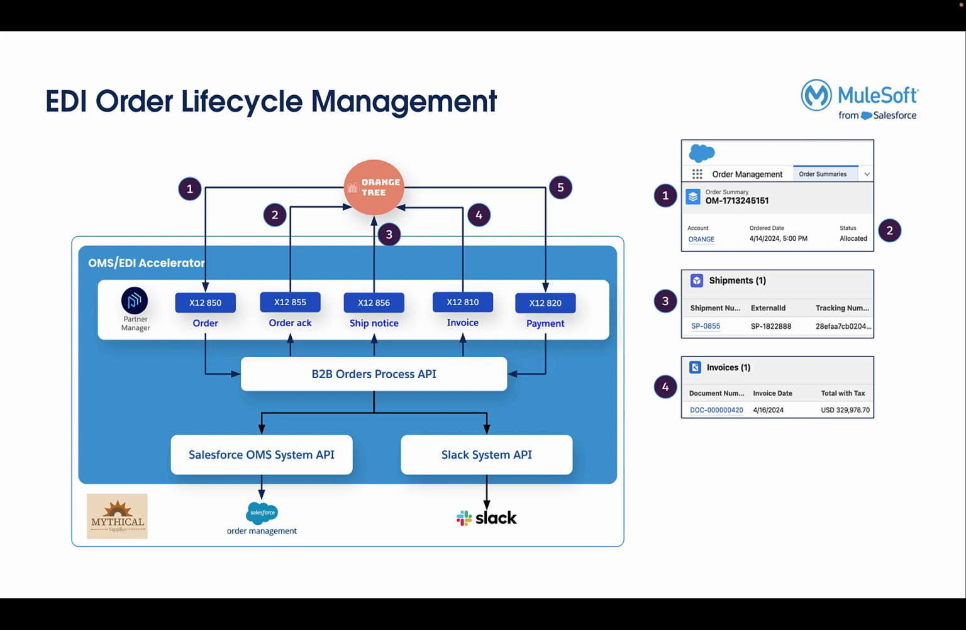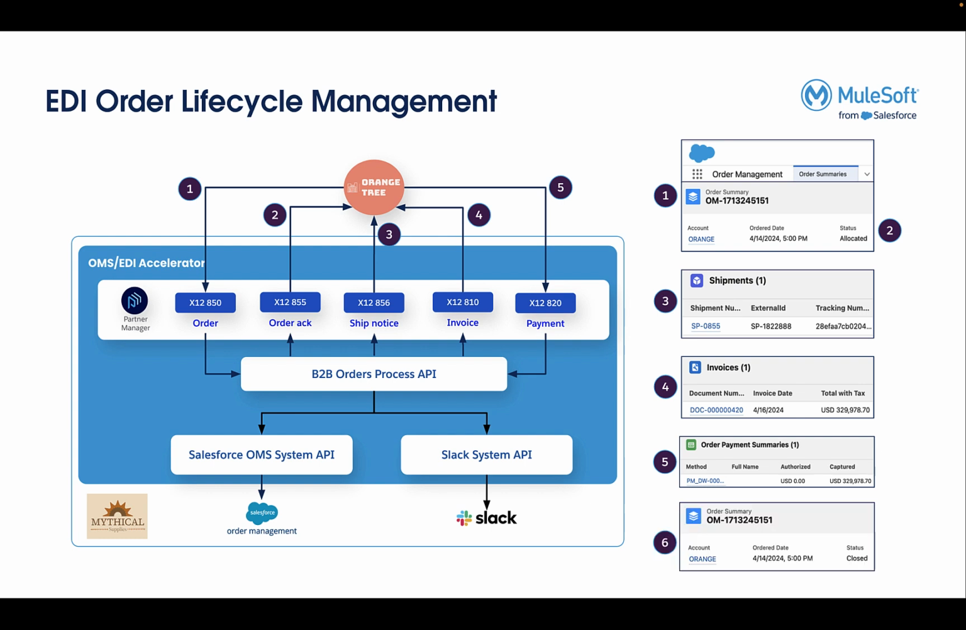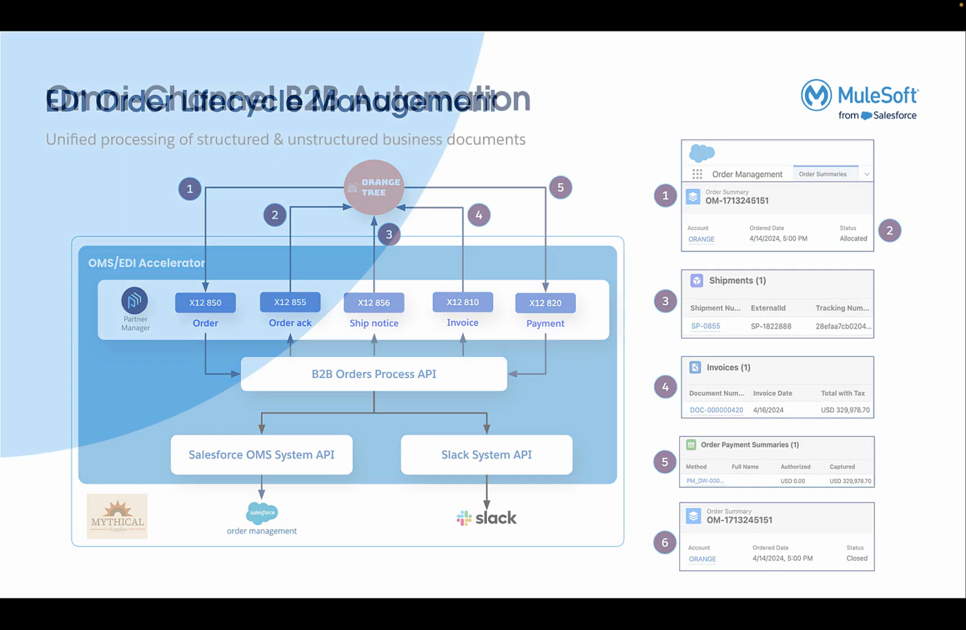And lastly, when Orange Tree sends back the 820 EDI payment remittance advice transaction, the order summary is instantaneously updated with the payment summary record, and the order eventually goes to a closed status, completing its lifecycle. The pre-built EDI mapping templates and the API orchestration templates included as part of the accelerator enable a rapid deployment of the entire workflow with very minimal configurations.